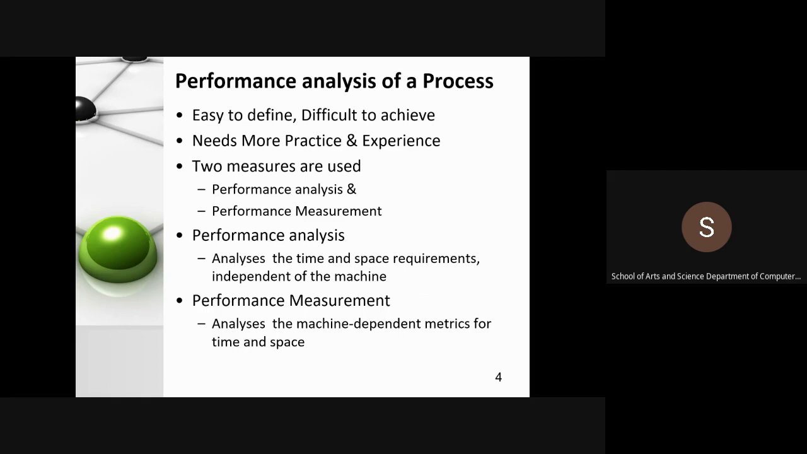So we defined the preliminary things. That means the number of steps, the method to be used in the process, the needed data and some more criteria. Why did we define this? In order to do the performance analysis of the planned process. As per our definition, within 3 or 4 seconds I defined it all. It is very easy to define, but in practice it is very difficult to achieve.